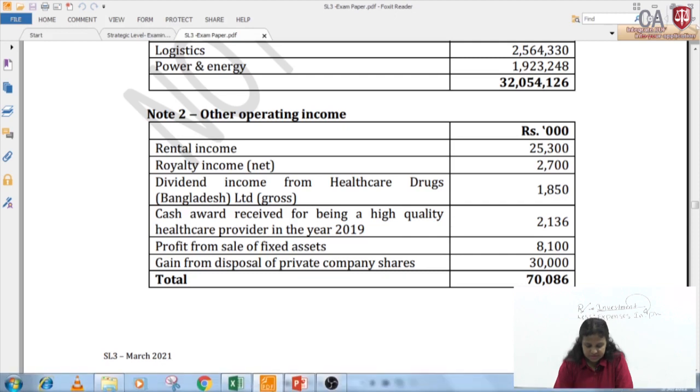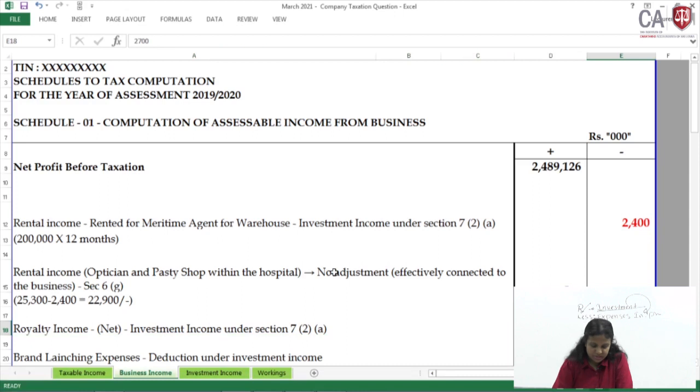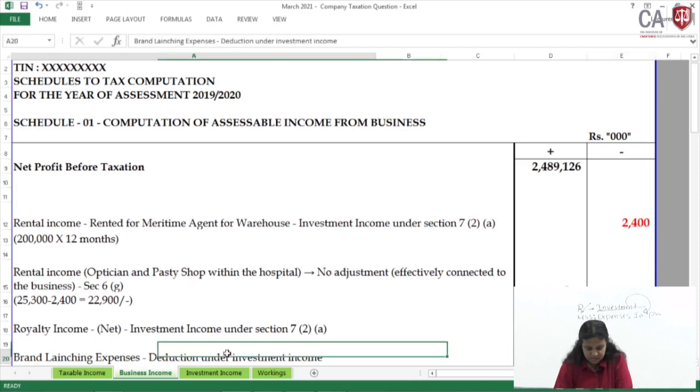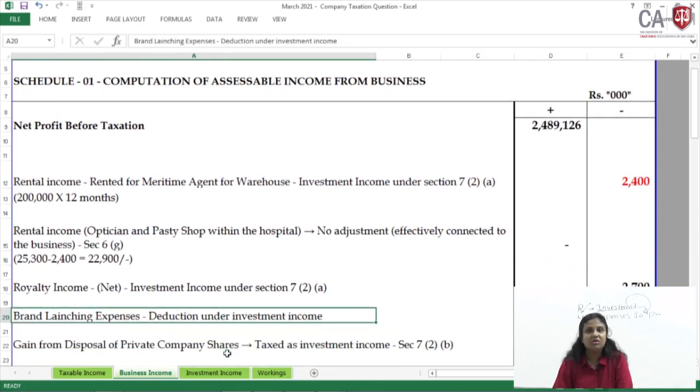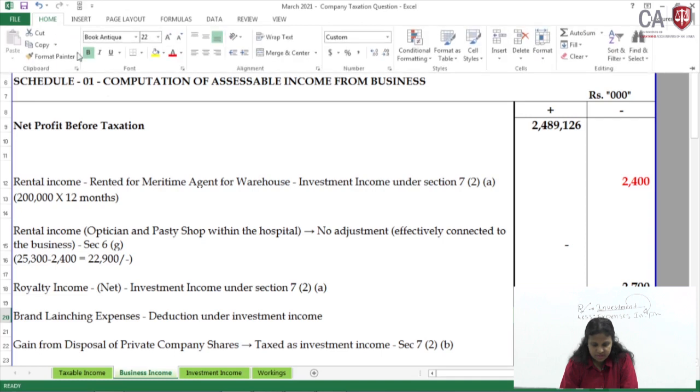Then this 2,700 we need to remove from the business income. Why? It is part of the investment income: royalty income net, investment income under section 7 subsection 2a. Second, at the same time we will do brand launching expenses. What is this? Expenses incurred on the brand. There is an income received on the brand, which is royalty income. Then it is applicable to the investment income. This is a deduction under investment income, not a deduction under business income. This is a deduction relevant to the other source of income, which is investment. Therefore, we are not allowing this to be deducted in the business income calculation. Therefore, it should be disallowed. The 3.6 million has to be disallowed when arriving at the business income.